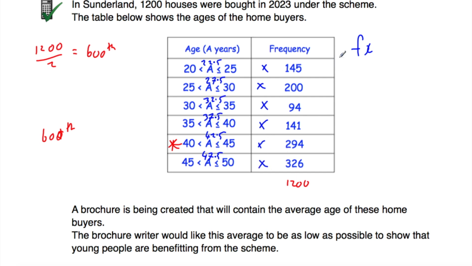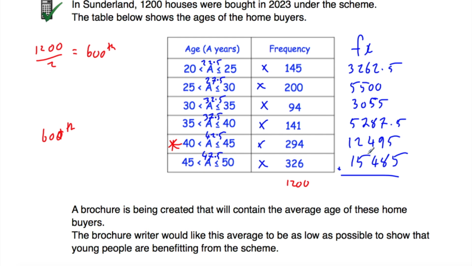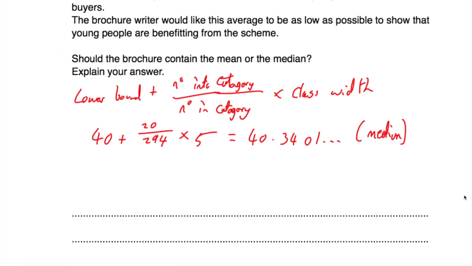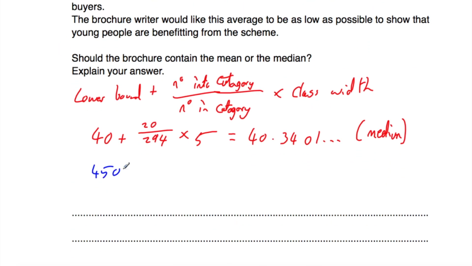So let's work out these values now. Okay, so we've now got those values. Let's add them up to find our estimate for the grand total. When we add those up, we get an answer of 45,085. So that's our estimate for the grand total of their ages. To find the estimate for the mean, we divide that by the total frequency, which is 1,200. So 45,085 divided by 1,200 gives 37.570833 and so on. So that's our estimate for the mean.